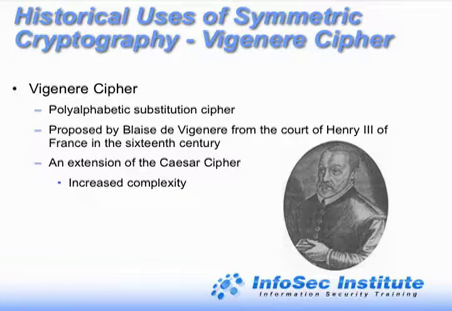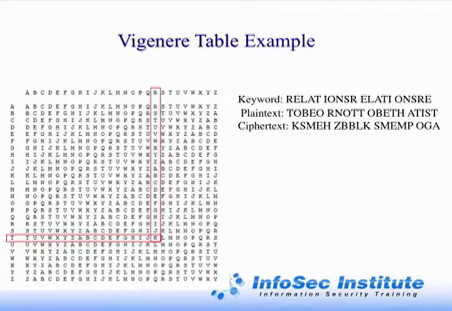Historical use of symmetric cryptography. You have the Vigenère cipher. Basically, this is a polyalphabetic substitution cipher proposed by this gentleman from the court of Henry III of France in the 16th century. Basically an extension of the Caesar cipher. As you can see, it's a little bit more complex because they're basically using two different keys.